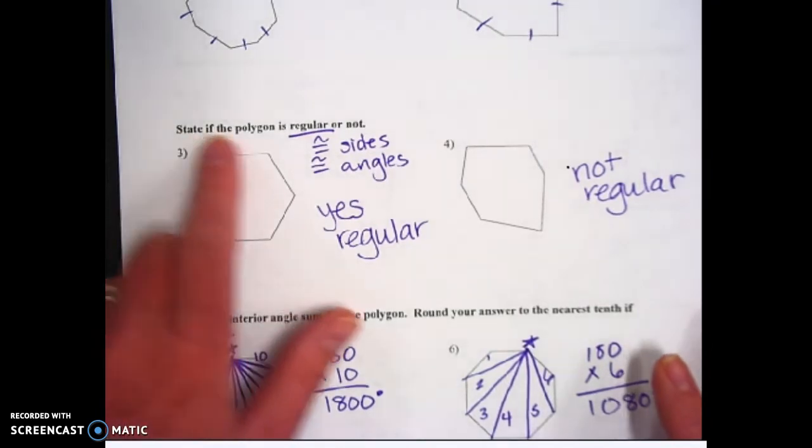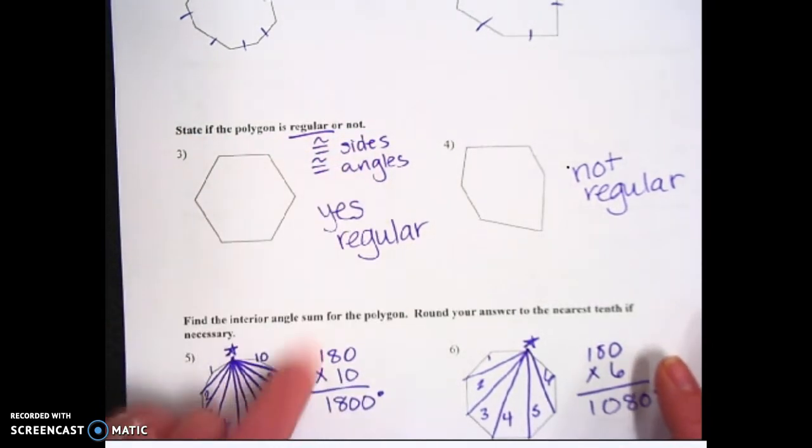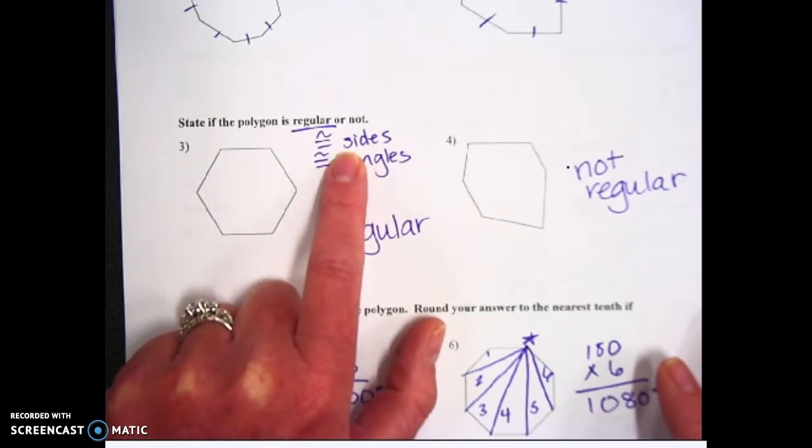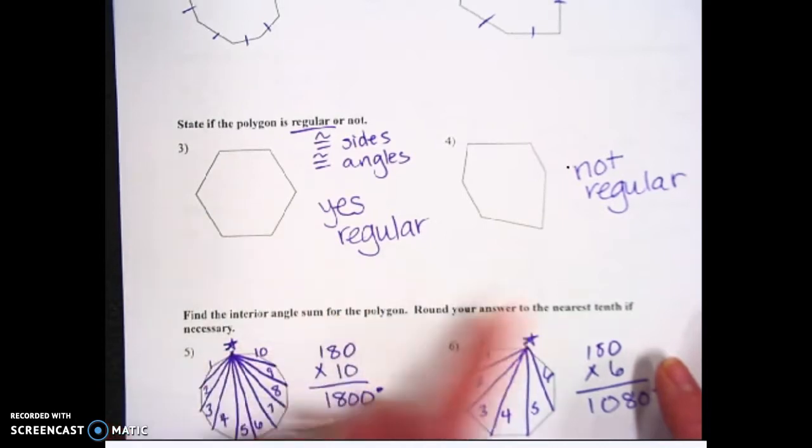Numbers 3 and 4, they want to know, is the polygon regular or not regular? So you need to know what regular means. Regular means it's going to have congruent sides and congruent angles. So 3 is regular, 4 is not regular.